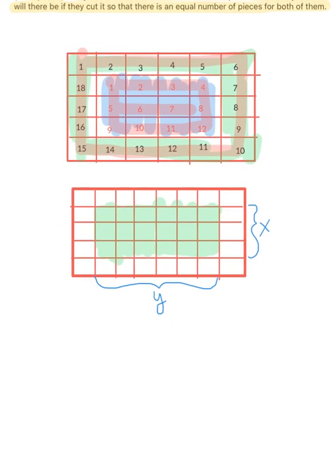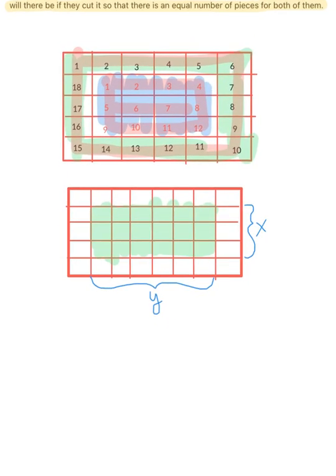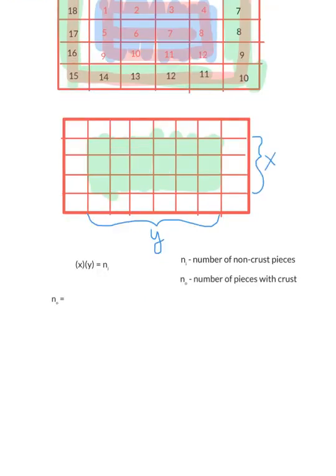So now we could easily build a couple equations. We can say that x times y is equal to the number of inner pieces, and the number of outer pieces is equal to 2x plus 2y plus 4. Alright, so we just have to make sure that n inner is equal to n outer. Okay, so xy has to equal 2x plus 2y plus 4.